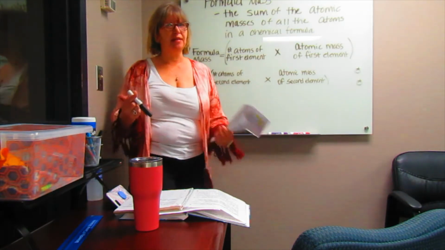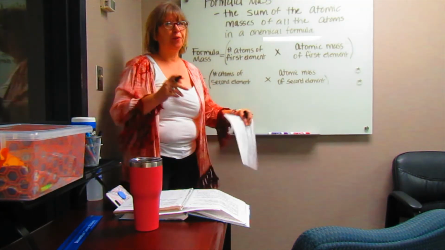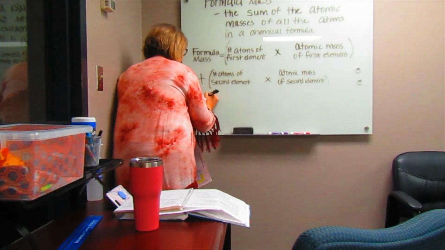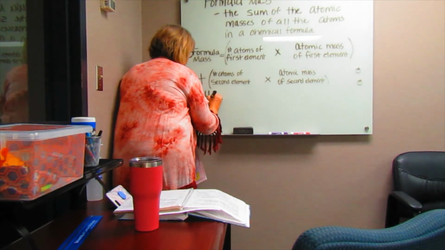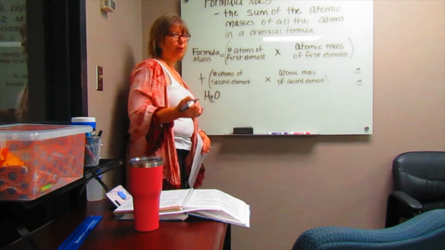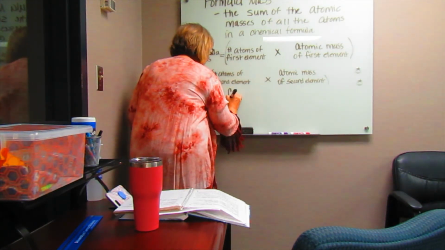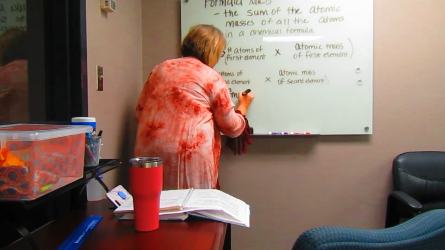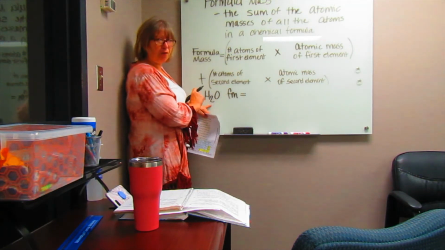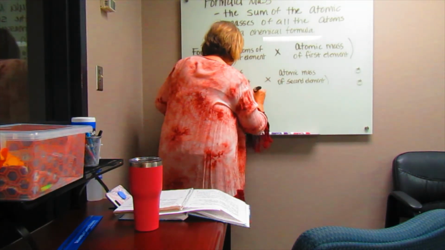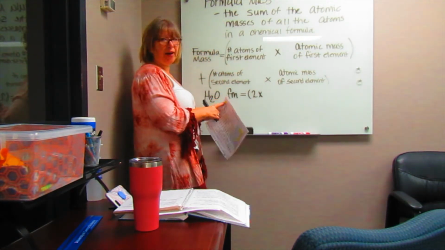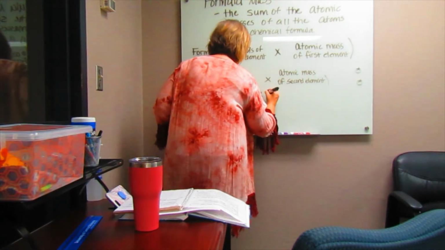So just as an example, let's take a look at the formula mass of water. Okay? So water, we know, is H2O, right? So if we want to find the formula mass, we're going to take 2, which is the number of atoms, times the atomic weight of hydrogen, which is 1.01.